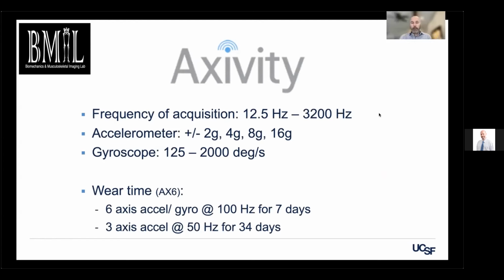The wear time, depending on these parameters, will vary. So the method that we use is the 6-axis accelerometer and gyro at 100 hertz. This will give us 7 days of wear time before the memory chip fills up. Usually at 7 days, the battery is still fine, but the memory chip is full. If you weren't as interested in the gyroscope and you can go down in resolution a little bit, you can use the triaxial accelerometer at 50 hertz all the way up for 34 days. And again, you can configure this in any of the parameters that you want. These are just a couple of examples.